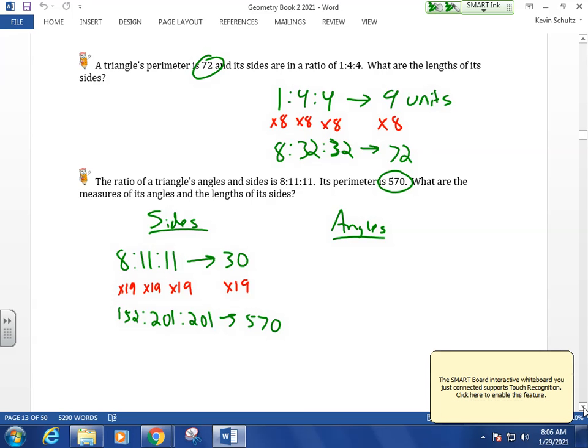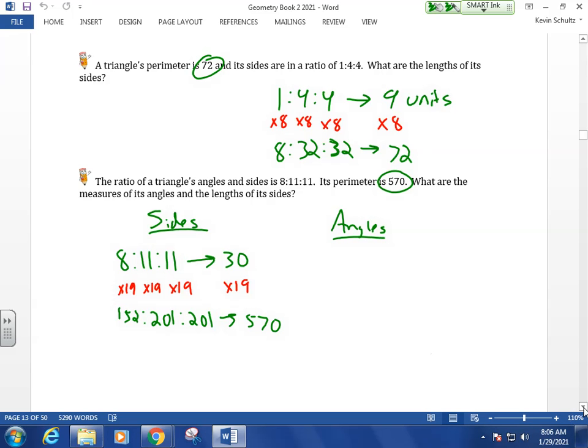So 11 times 19, well, 11 times 20 is 220. Take away an 11, that's going to be 209. And this is going to look better. Okay, 152 plus 209 plus 209 does give us 570. So check your work. It does matter.